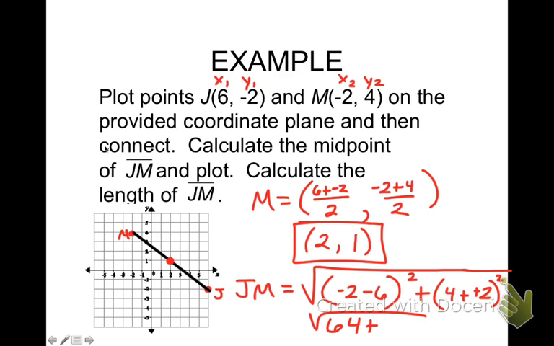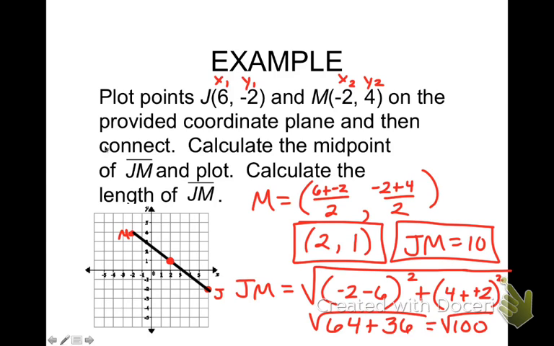Perfect. 4 plus 2 is 6 squared. 36. What's 64 plus 36? Ooh, this is nice. Nope, even better. 100. Why is that nice? Because it's a perfect square, so my final answer is going to be 10. Good. I'll write it up here. So JM is equal to 10. Done.